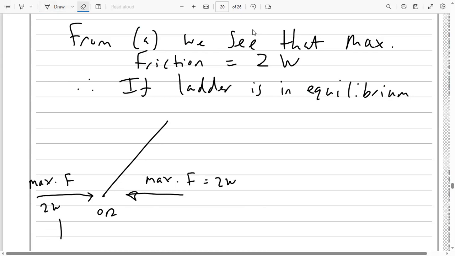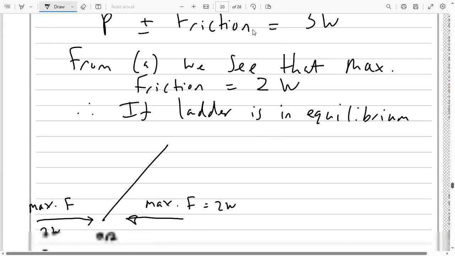So the modulus, actually, let me just use the modulus signs rather than using words. So the modulus of this friction has got to be less than or equal to 2W, okay? Because that's how big the friction must be.